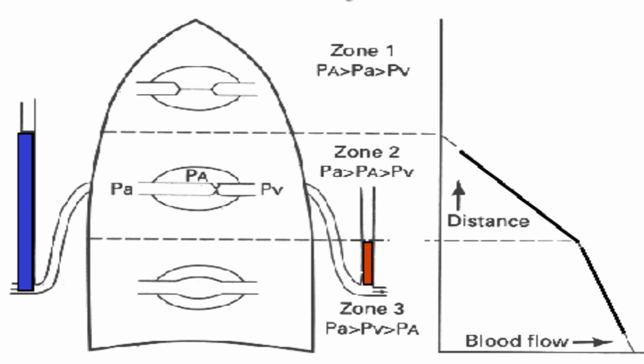Perfusion zones of the lung. Depending on the relationship between the alveolar pressure, pulmonary arterial pressure, and the pulmonary venous pressure, the lung can be divided into three zones in the erect posture. There is an increase in the arterial and the venous hydrostatic pressure from the tip, that is from the apex, to the base of the lung due to gravity.